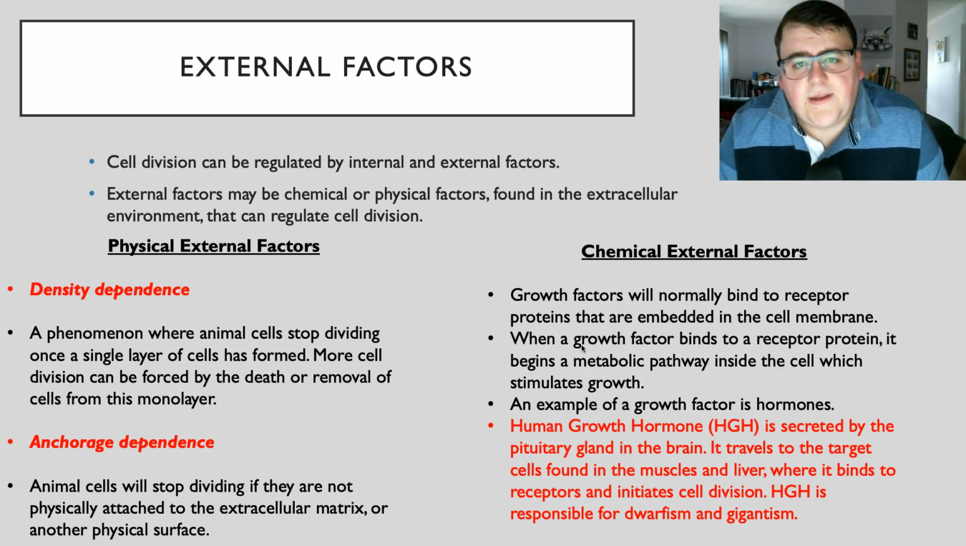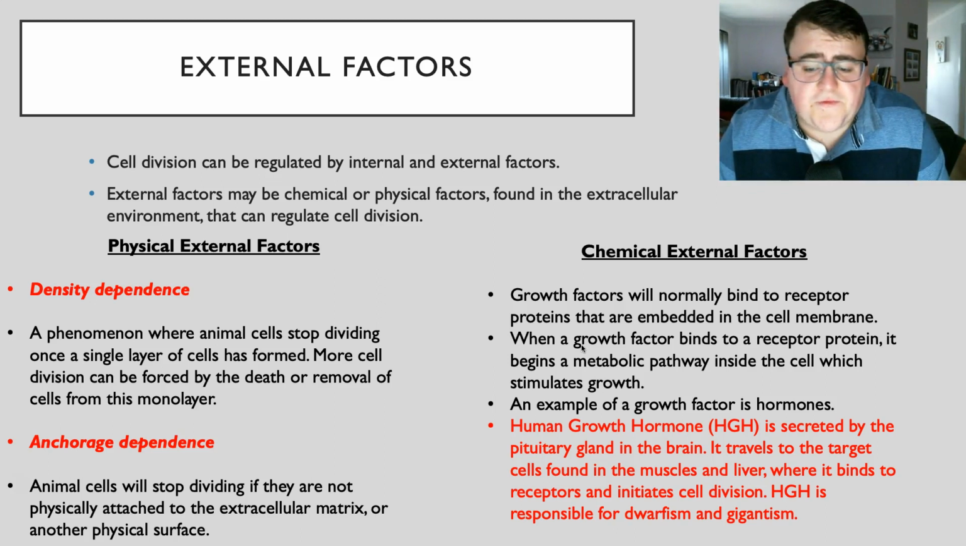Chemical external factors, on the other hand, could be something like growth factors. So growth factors will normally bind to receptor proteins that are embedded in the cell membrane, and when growth factors actually attach to that receptor protein, it begins a metabolic pathway inside the cell which stimulates growth. A good example of a growth factor is hormones, and one specific hormone is the human growth hormone, HGH, which is secreted by the pituitary gland in the brain. Once that hormone's been secreted, it travels through the blood into the target cells, which are generally found in the muscles and the liver, where it binds to those receptors and initiates cell division. As it initiates cell division, that's going to cause growth.